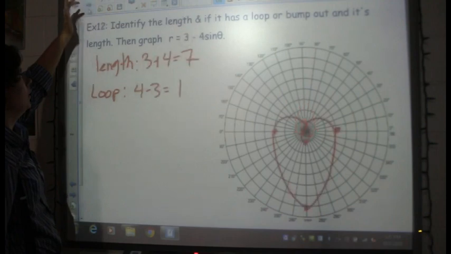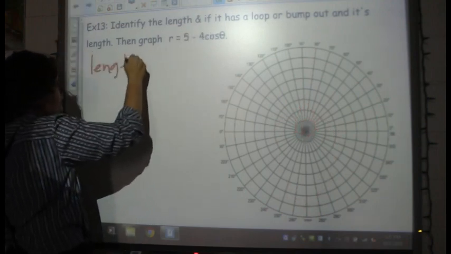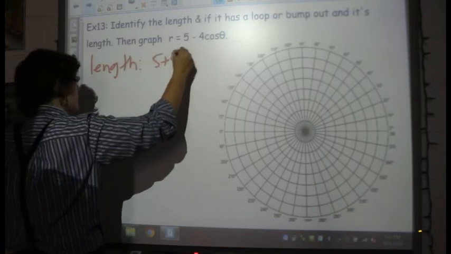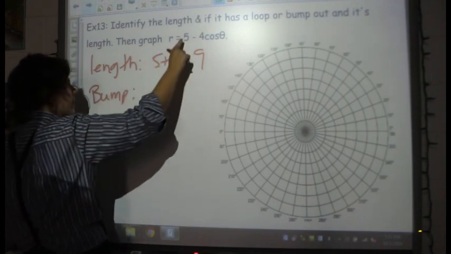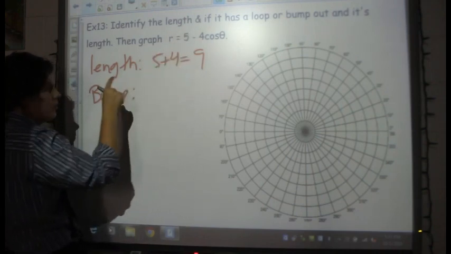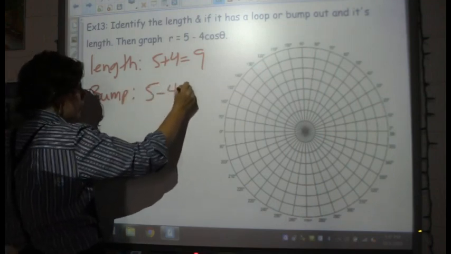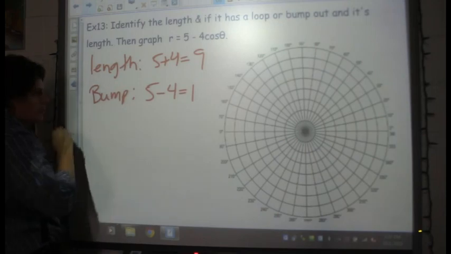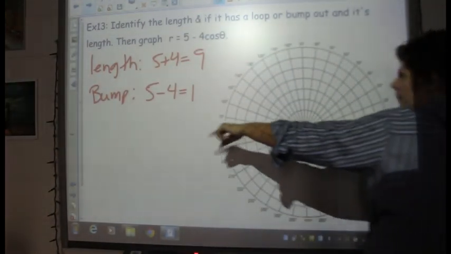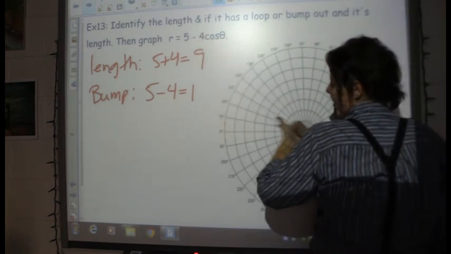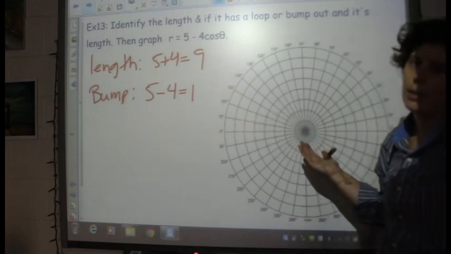All right, so coming on back to number 13 here. Again, we find our length in the exact same way. It's going to be 5 plus 4 gives us 9. Then we know we have a bump out, again, because the A value is big. So for the length of the bump out, I'm going to say 5 minus 4 gives me 1. It's always the bigger one minus the smaller one. Cosine tells me I'm along the x-axis. Negative tells me I'm in the negative x direction. So for the length, I've got to count out 9, but I only have 8 units.